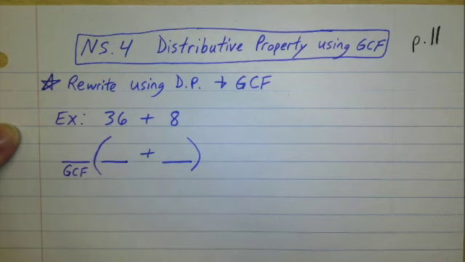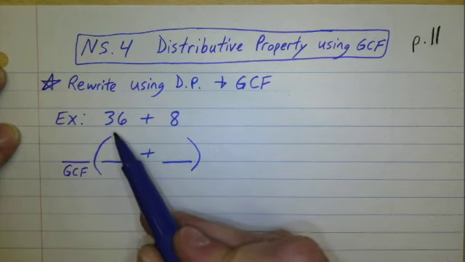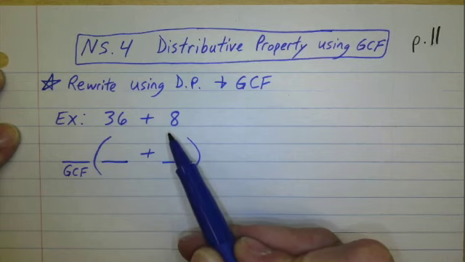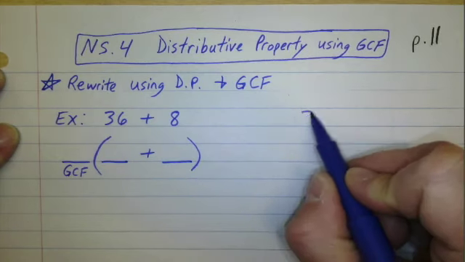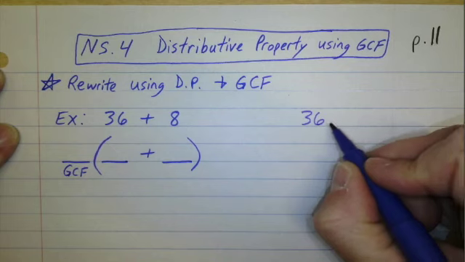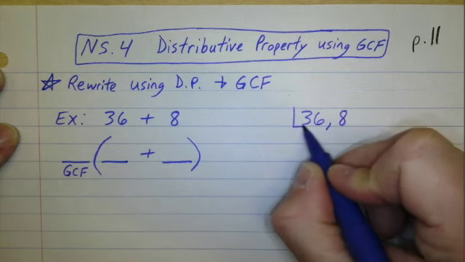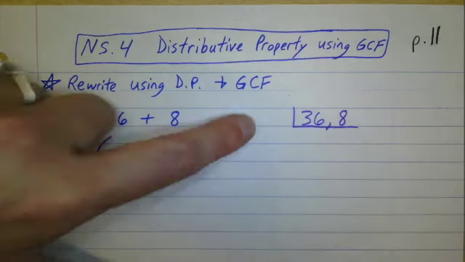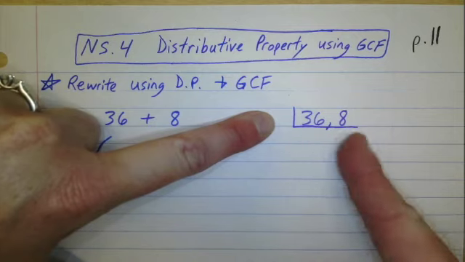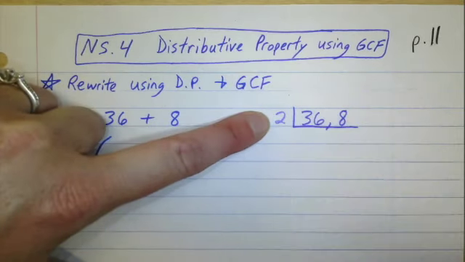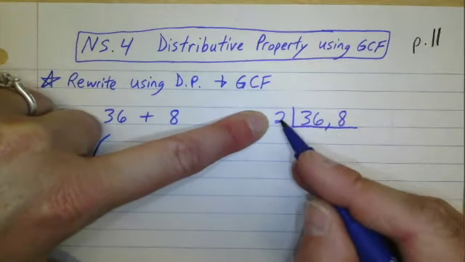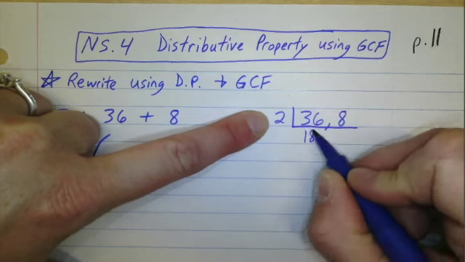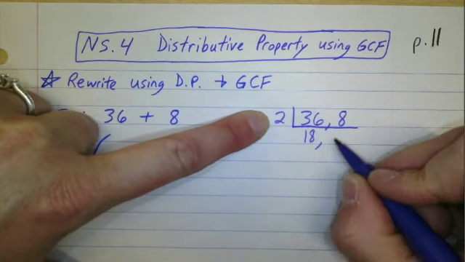And then you have to use your ladder method to find the greatest common factor between 36 and 8. So over here, you're going to write 36, 8, and we're going to break this down using the ladder method. What prime number can we put on the outside that goes into both of these? That would be 2. So when I take 36 and divide by 2, I get 18. I'm going to take 8 divided by 2, I get 4.